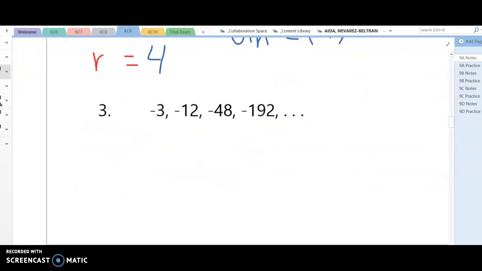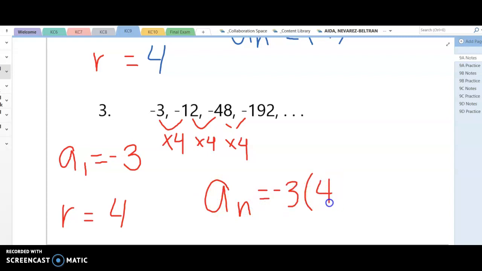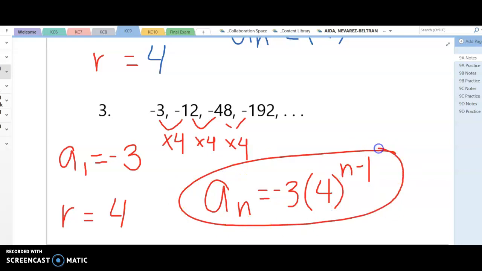All right, next one, our A1 is the first number, so our first number is negative 3, and then our common ratio is what's happening. So each time we are multiplying by 4. So that tells us our common ratio is 4. So we're doing an equals -3 times 4 to the n minus 1. Right, so this is pretty simple.